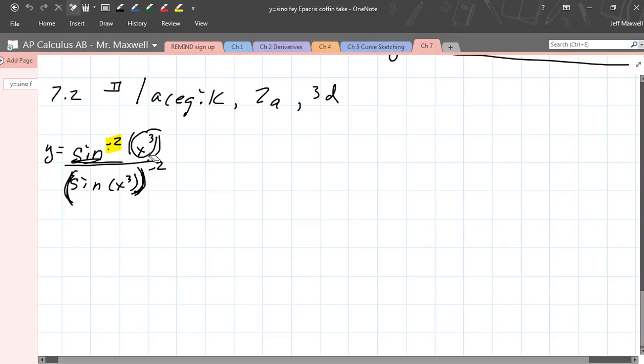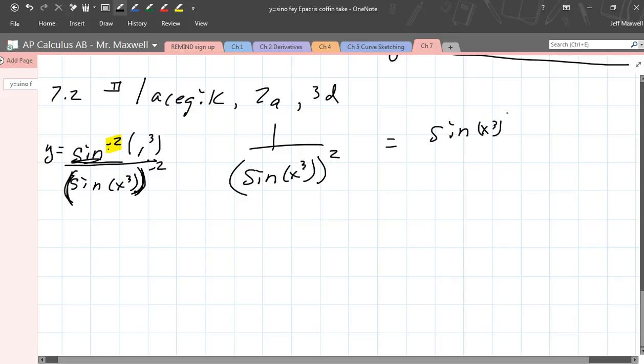Okay, you can write it, you don't have to write it like that, of course, but you could do 1 over sine x cubed all squared. That might be easier for you to see what to do with the chain rule, right? Or if you write it like this, sine x cubed all to the negative 2. You can do chain rule here, right?